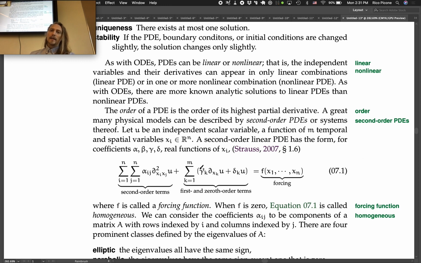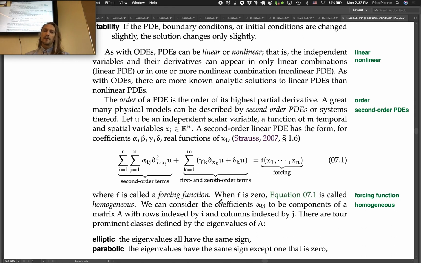All right. And then there's another term here where we've got the first partial derivatives of u with respect to each of the independent variables, x_k, and corresponding coefficients of those, which can also depend on x. And then the zeroth partial derivative, so just the linear term, delta_k multiplying u. So there's no derivative in that term. That delta is just a coefficient there. So there's a sum of those. And then on the other side, there's the forcing function, where f is called the forcing function. And it can be a function of the x variables, the independent variables. When f is 0, the equation is called homogeneous.